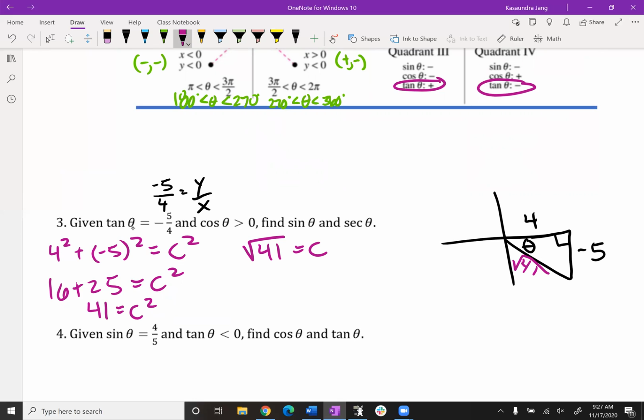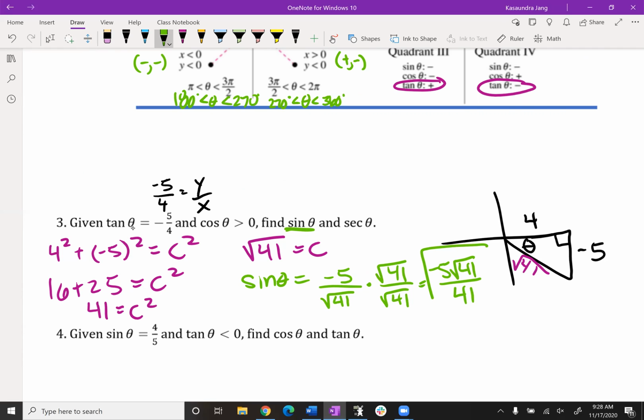But as messy as that is, I can now find whatever trig functions I want. They want the sine and they want the secant. Great. Sine is your y value over the hypotenuse. My y value, we labeled, was a -5. So it's -5 over root 41 for the hypotenuse. It looks really messy, but the whole number 41 there is actually considered simplified.